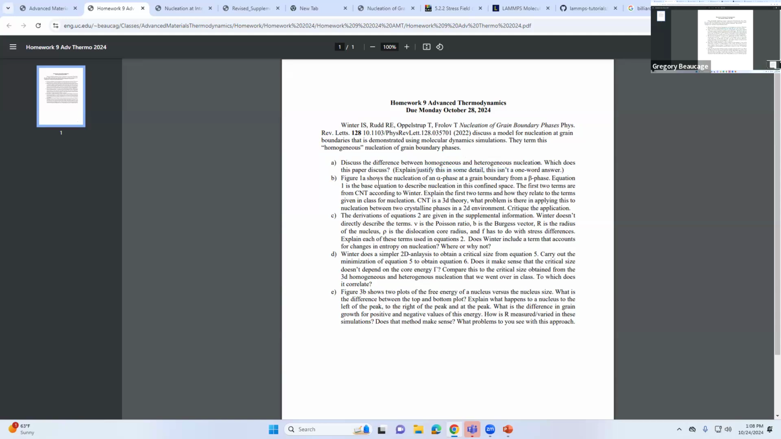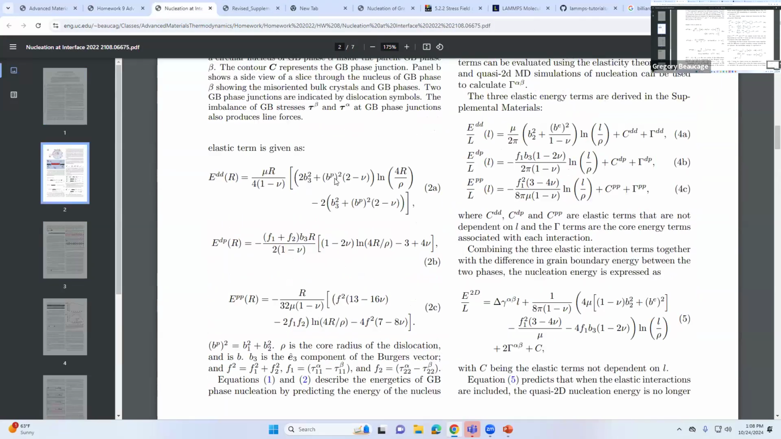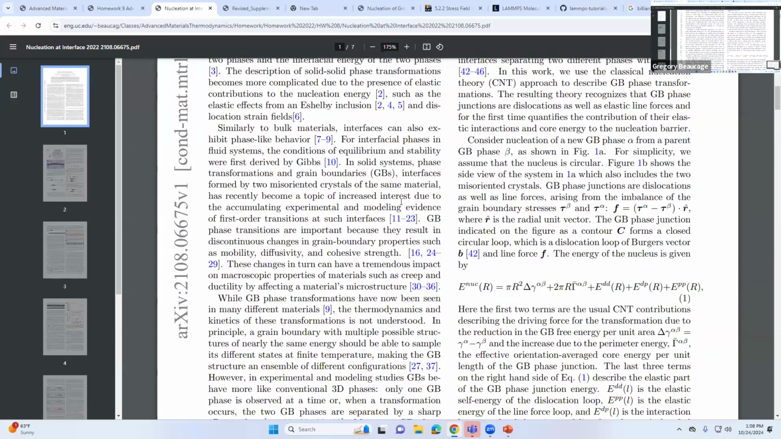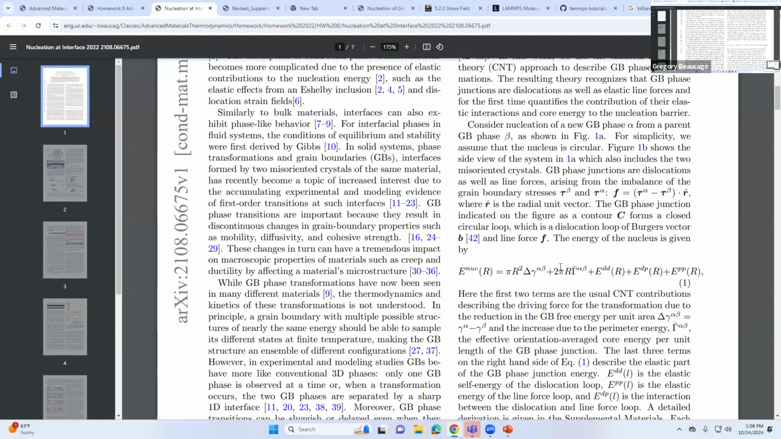And then 1A shows the nucleation. Base describe nucleation. The first two terms are from CNT. Explain the first two terms. One's bulk, one's surface. All right, his aren't bulk and surface. In the classic, the first one's bulk, and it has R cubed here. The second one is surface and has R squared. Here he has R squared, which would be like the second one, and then R. So this looks a lot like the heterogeneous nucleation situation.